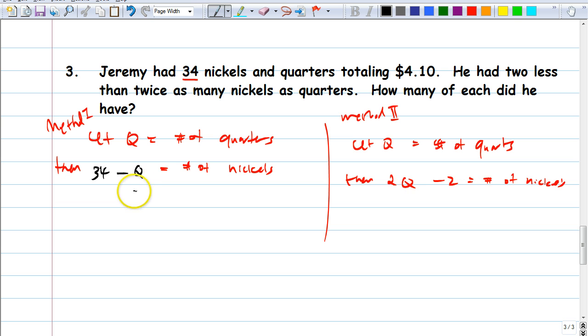Which one's easier? This way or this way? It'll still work both ways, okay? It doesn't matter, but I think method 1 is a lot better. Does that make sense? So this problem is kind of interesting because they give you 2 ways of doing it. Normally they don't do that. So let's use this one.